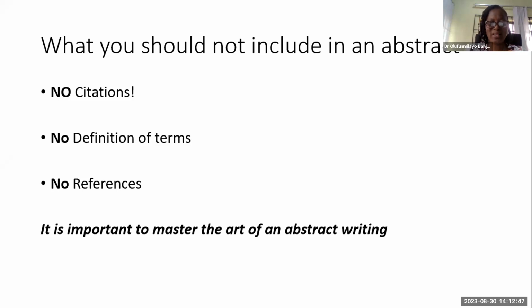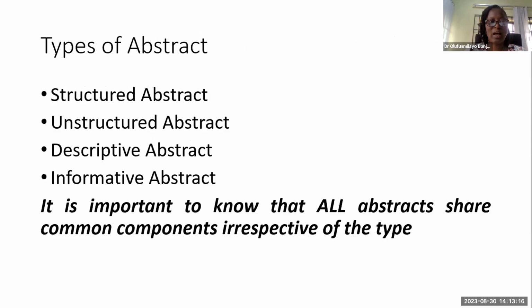Everything is just saying what is important, what your study is all about, and giving captivating results. The abstract is not a place where you need to tell the whole results of your study. You just have to pick 1 or 2 captivating ones, especially those that really fill the gap you have identified in the literature around that study. And we have the different types of abstracts: the structured, the unstructured, the descriptive, and the informative.